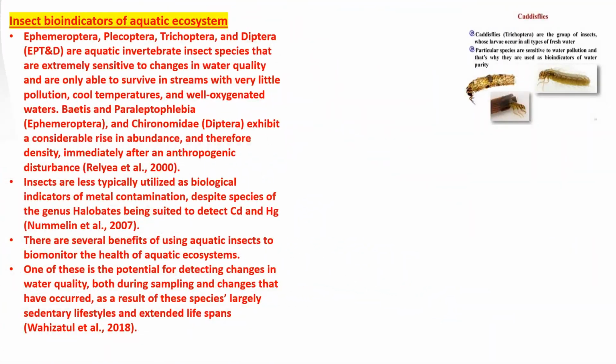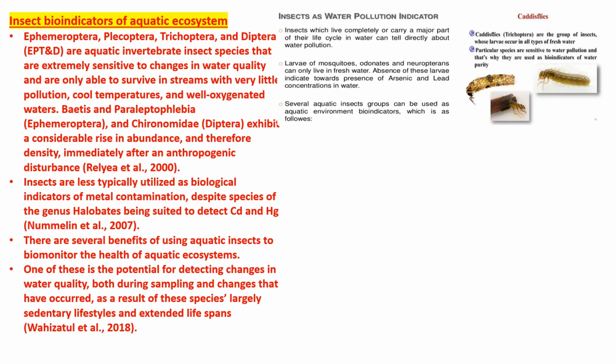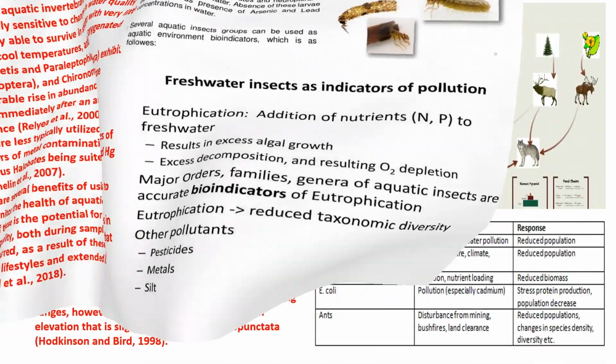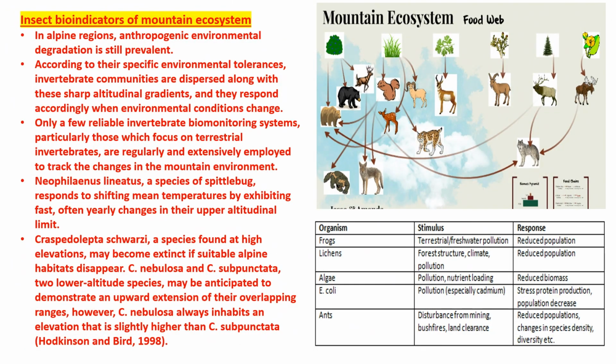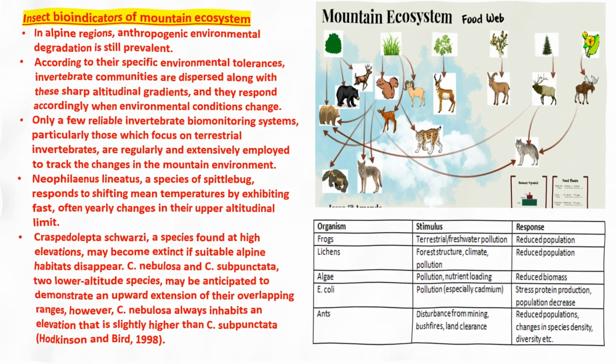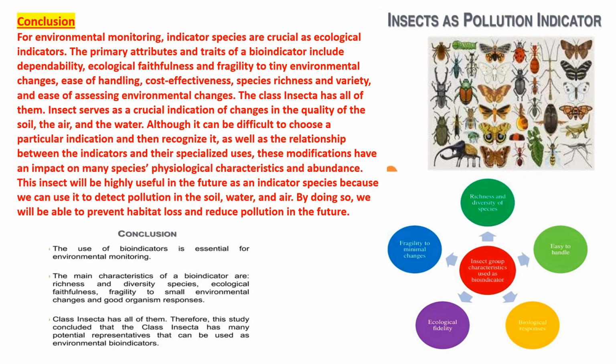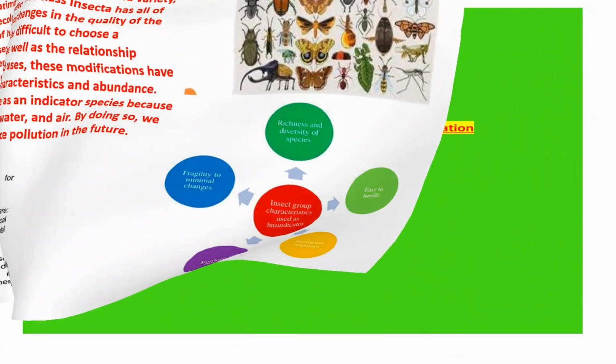Social insects which produce advertisement calls to attract females are negatively affected by vehicular horns and so on, decreasing their numbers. Industrial pollution pollutes the entire ecosystem as a whole, causing biomagnification, in which toxic substances are consumed by the primary trophic unit and consequently reach every trophic level in a food chain, hampering complete ecosystems. It can be concluded that insects have many potential representatives that can be used as environmental bioindicators.